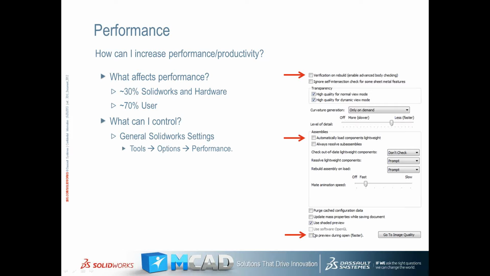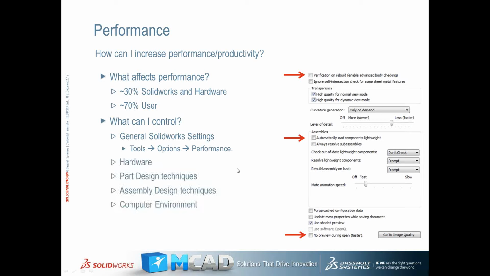And also the no preview during open. As you go to open an assembly, you're going to see it right away. That actually takes a little bit of time to generate, and keep that on the screen while it's trying to open the rest of the parts in the background. So those kinds of things: turn off no preview during open, turn off verification on rebuild, and turn on lightweight. It's going to help you save some time.